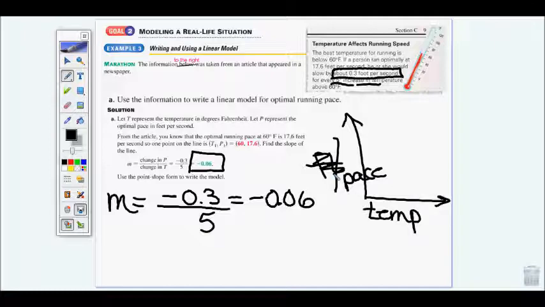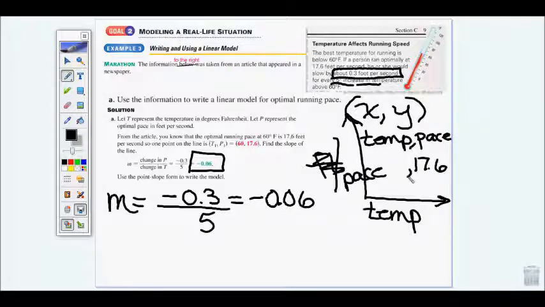Okay, so your x is your temp, and your y is your pace. So our point here would be 17.6, and our temperature was at 60. Good job. So now we have our x and y. We needed our slope, and we needed one xy point.